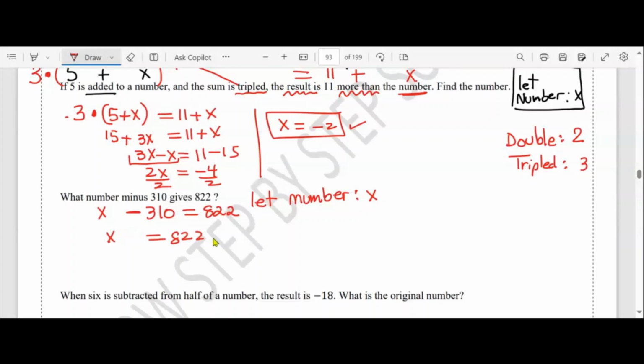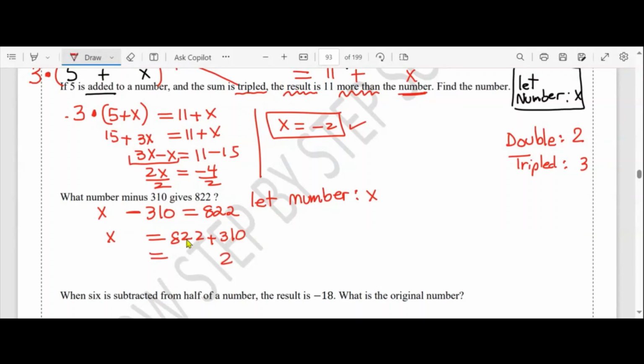Isn't it 310 minus x? No, because if we put 310 minus x, it will give us a negative number. Well, he gave us a positive number. The correct answer is 822 plus 310. Yeah. Please check at the bottom of the page. See if the answer is correct.